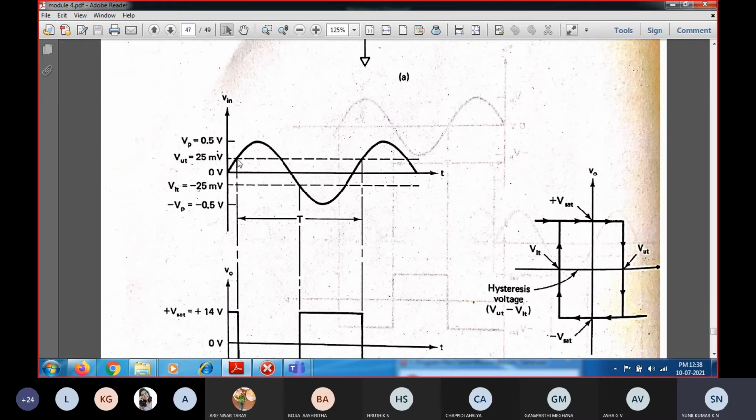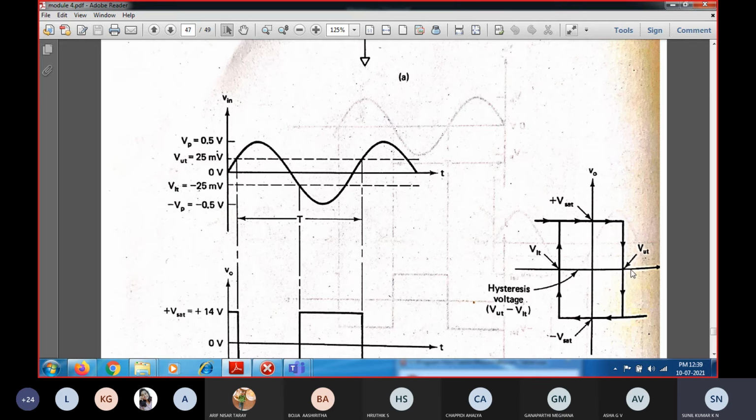Whenever the input is greater than this upper trigger point, that causes the output to switch from positive to negative. Why? Because the inverting input will become greater than the non-inverting terminal. So it causes the output to switch from positive saturation to negative saturation. You can see the waveform direction also. From 0 it moves in this direction, and whenever the inverting input exceeds the value, it causes the output to switch from positive to negative saturation.